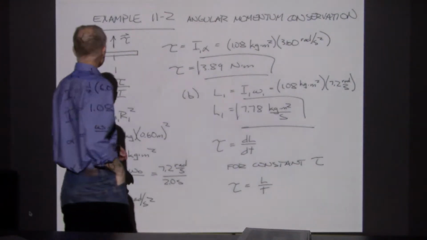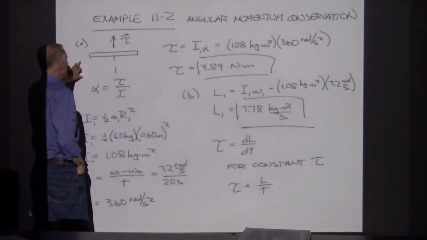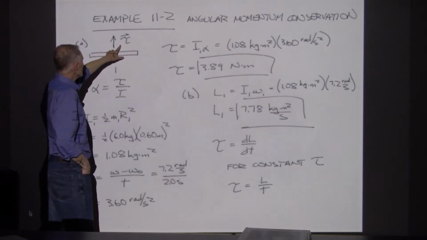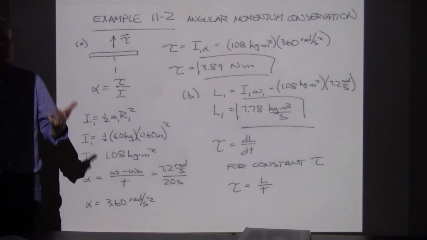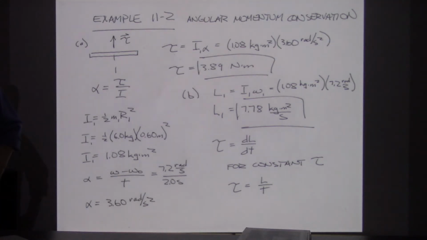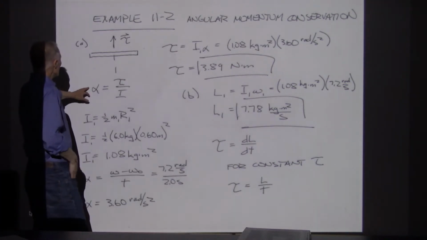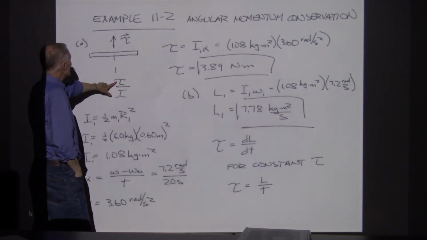So first of all, in part A and B, here is the plate. Let's exert a torque. Now the direction for torques, when we think of it as a vector, is along the axis of rotation. So that's kind of interesting to think about. And then the acceleration we get is going to be the torque divided by the rotational inertia.